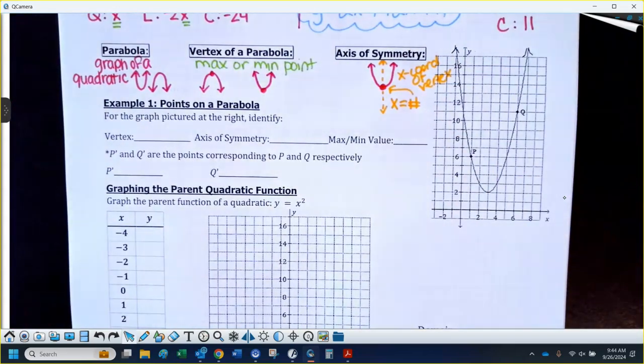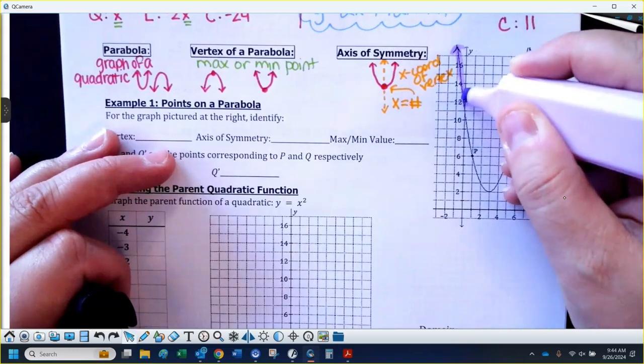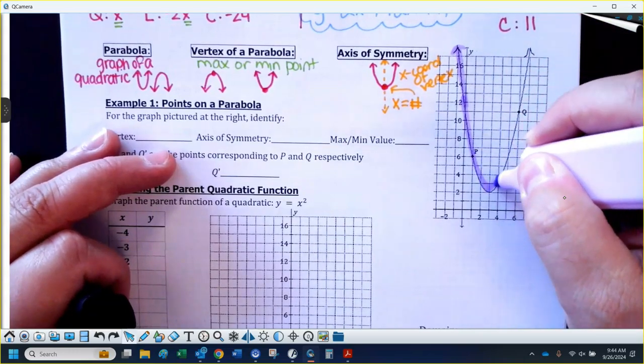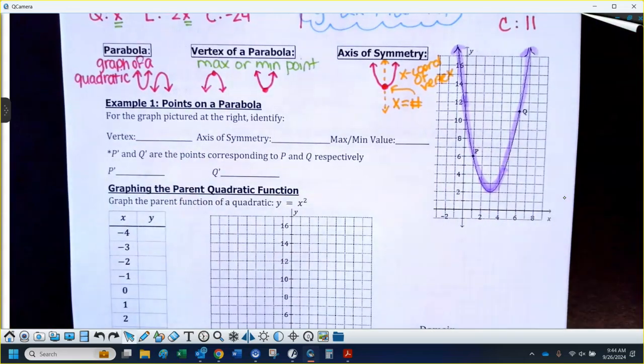So whatever the x coordinate of the vertex is, that will be x equals that number, and that will be your axis of symmetry. So I'm going to have you guys just come over here real quick and look at this lovely parabola that's already graphed for you. We're just going to talk about some different features, and then we're going to graph one by hand in a second. So can anybody tell me what point on this graph is the vertex?